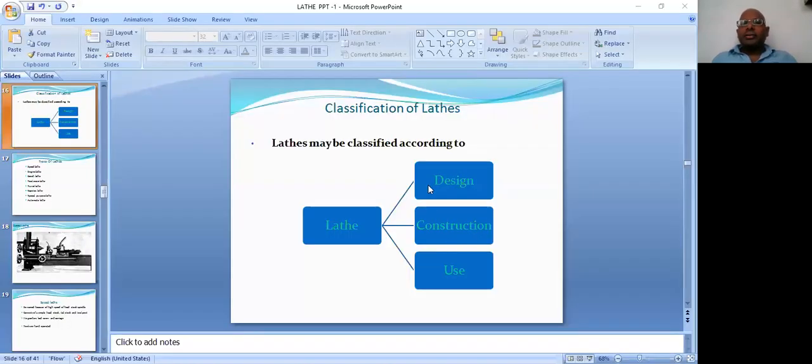The types of lathe machines are classified based on different criteria. The lathe machines may be classified based on the design of the lathe machine, or sometimes based on the construction, or sometimes based on the use or usage. An example of design is the capstan lathe and turret lathe. Based on the design, the lathes are capstan lathe and turret lathe. They are designed for mass production purposes.